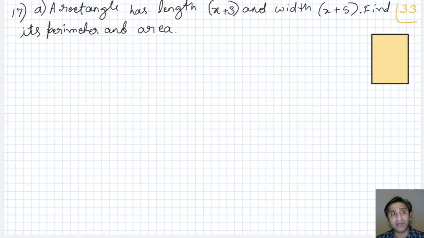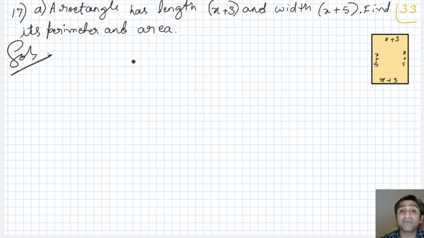Okay, so we have a word problem which says that there is a rectangle which has a length of x plus 3 and a width of x plus 5. Let's write it out. X plus 3 is the length, and x plus 5 is the width, in which case it's the dimension other than the length, which is the height in this case. We are supposed to calculate the expression for the perimeter and the area, right?